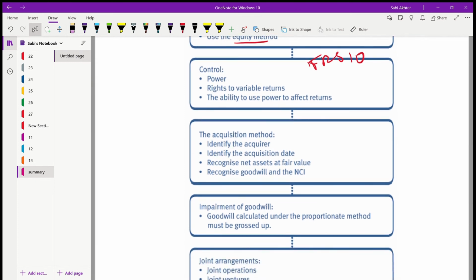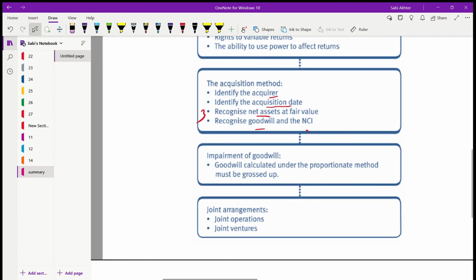Then we went through acquisition method. Who is the acquirer? We identified the acquisition date. All these 2 things is not needed for SBR. Okay, for us it starts from here, identifying net assets, goodwill, NCI. Then we went to impairment of goodwill. And how to gross up goodwill if it was prepared under proportionate method.